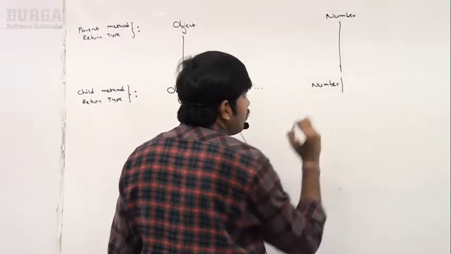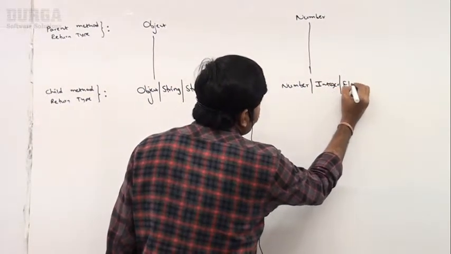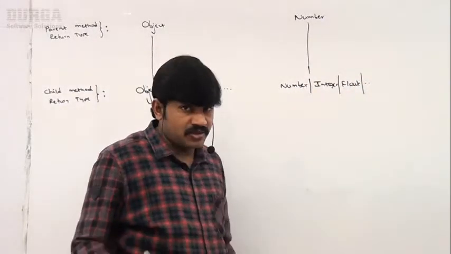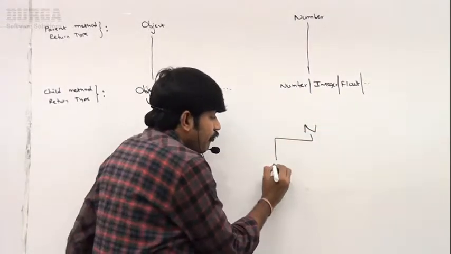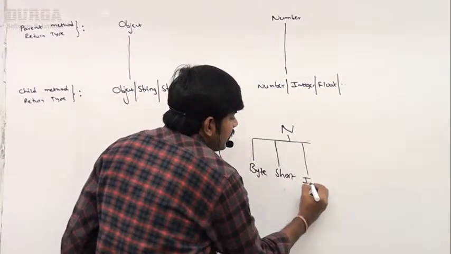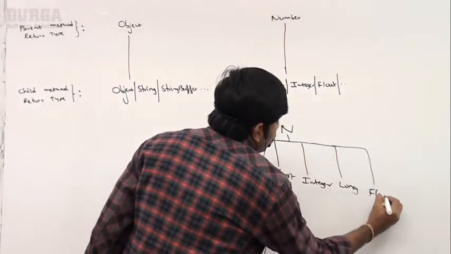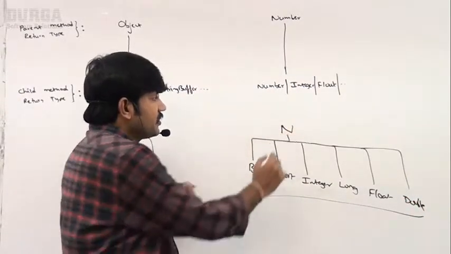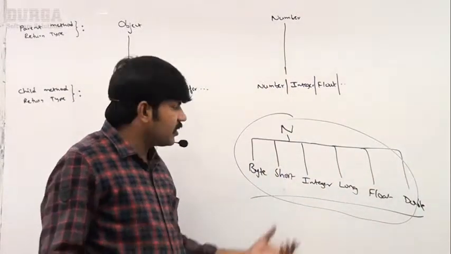Number is allowed, Integer is allowed, Float is allowed. These are child classes of Number. Do you know what the various child classes of Number are? Wrapper classes, right? Byte, Short, Integer, Long, Float, Double. These are the various child classes of Number. That's why either Number is allowed or its child classes are allowed.